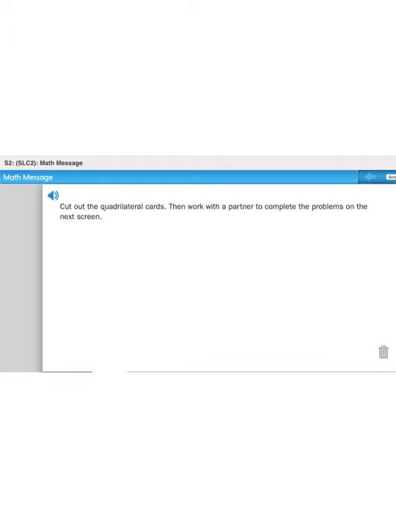Today we are covering lesson 7-6 and we're going to be looking at the hierarchy of quadrilaterals. So yesterday we looked at the hierarchy of triangles and today we're going to be looking at quadrilaterals.